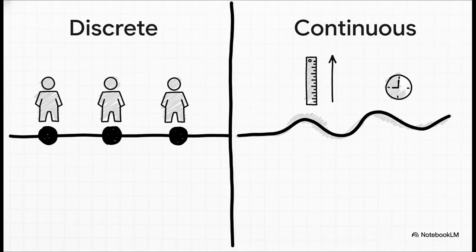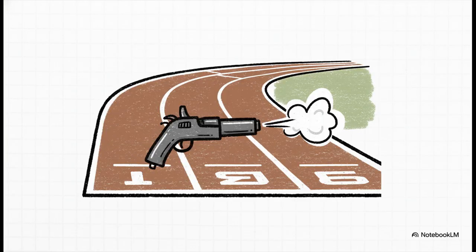And within numerical data, there's one last split we need to talk about. Is it discrete or is it continuous? It's actually really simple. Can you count it or do you have to measure it? You can count the number of children in a family. 1, 2, 3. You can't have 2.5 children. That's discrete. But you have to measure height or time, which could be any value within a range. That's continuous.